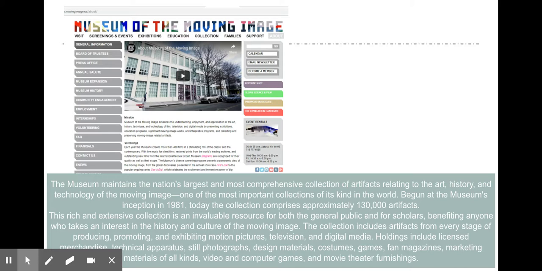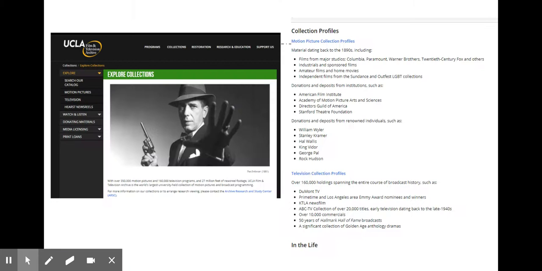Here's an example of a museum mission and scope. The Museum of the Moving Image collects material culture related to the art history and technology of the moving image. It does not collect actually moving image footage. In contrast, the UCLA Film and Television Archive collects exclusively film and television recordings.